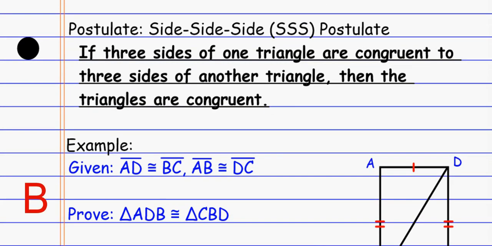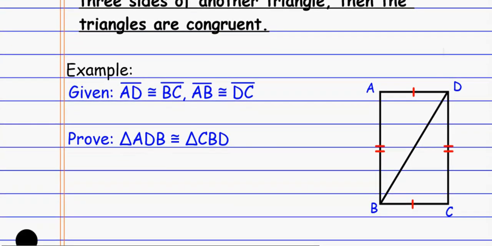So if three sides of one triangle are congruent to three sides of another triangle, the triangles are congruent. I don't need anything else. I can just say that the triangles are congruent based on the sides. Okay, I don't need to say anything about the angles. For example, if I look at something like this, let's use that postulate to do a proof here. Given that AD is congruent to BC, and that's already marked on the picture, AB is congruent to DC, also marked on the picture, I want to prove that triangle ADB is congruent to triangle CBD.